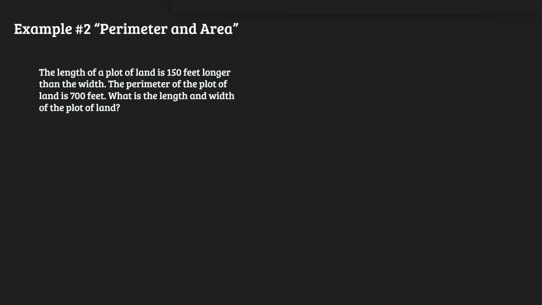Now, like I did on that previous problem, I'm going to define my variables here just to start off with. So first of all, I'm going to say length, and I'll just write it right above here. I'm going to call that L. And then I'm going to say my width is just going to be W. So length and width.